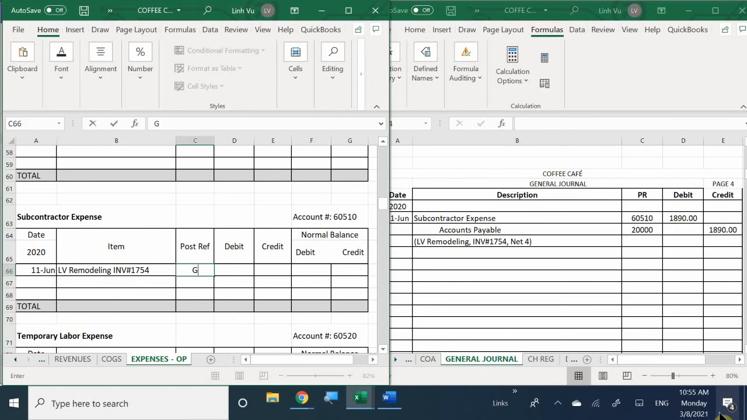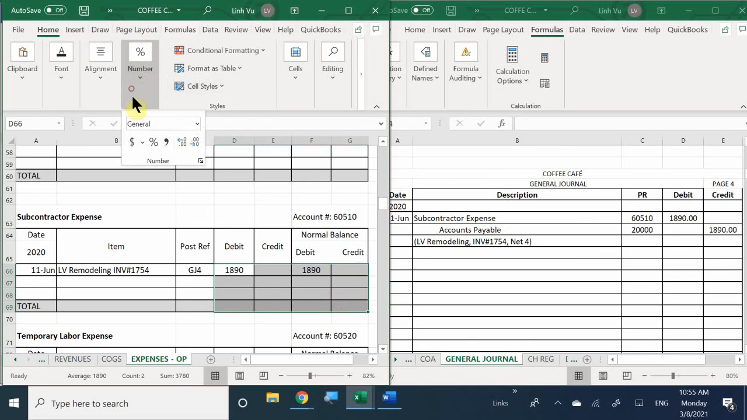Post reference is now General Journal number 4. And we increased it by 1890. All right, because it's our first one. Therefore, 1890 is our total account balance. All right, I'm going to format that real quick.